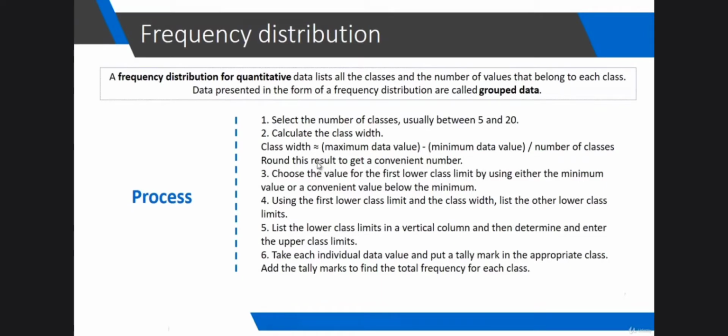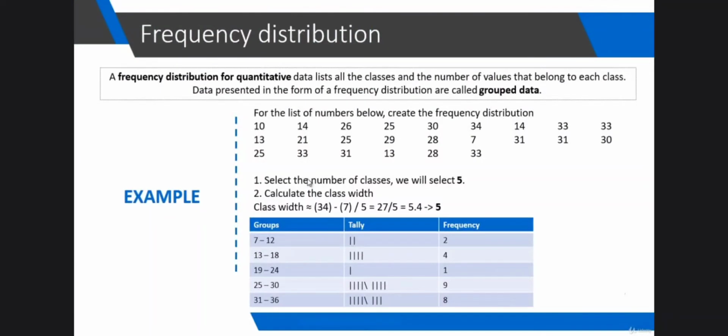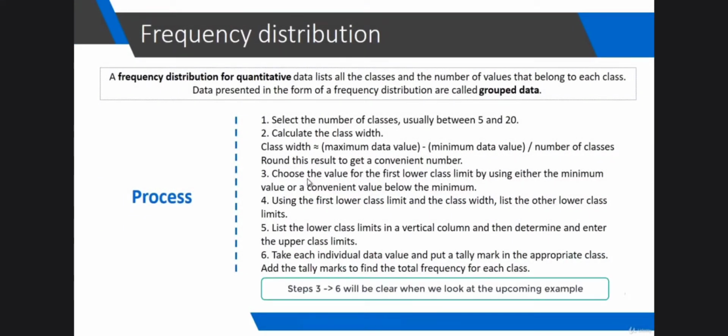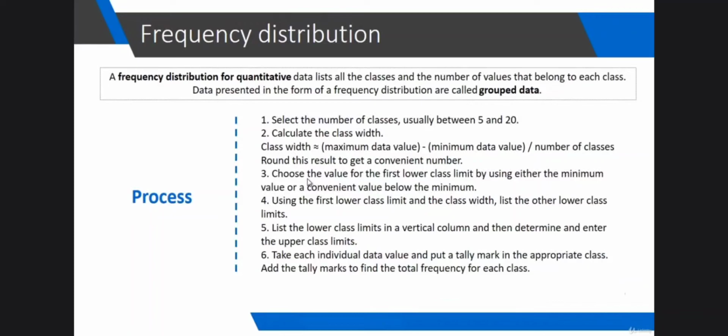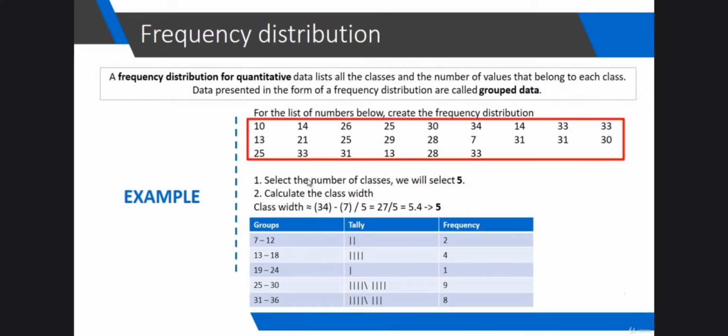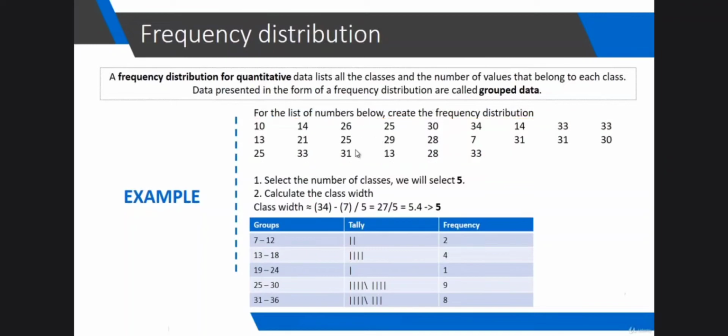Then starting with the minimum value, we keep on adding the class width to get the buckets. And once we have the buckets, we just need to assign the number of observations belonging to each bucket. So let's do it in an example for better clarity. Suppose we have the following numbers as customer ages. We want to group this data. First, we will select the number of groups we want to create. So let's say we want to create 5 buckets.